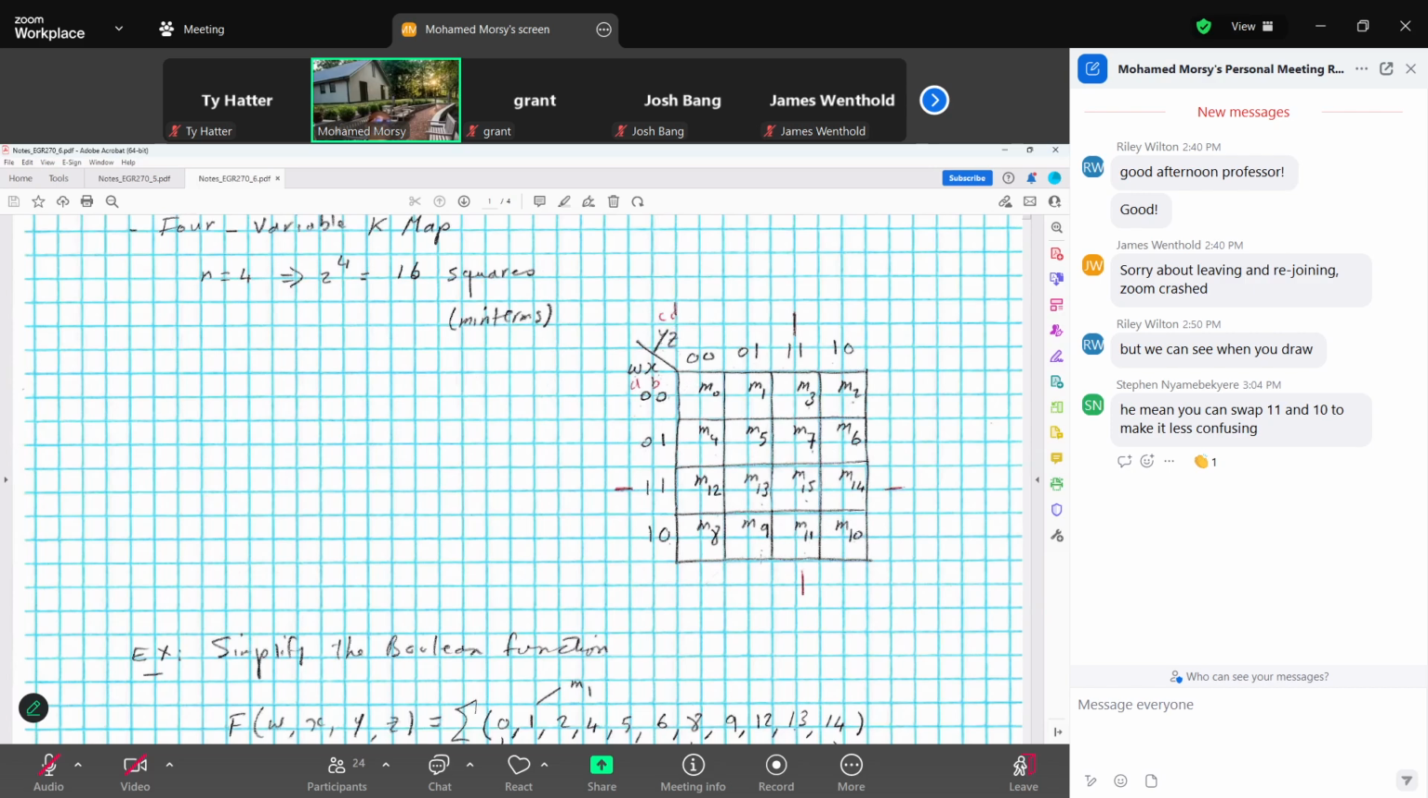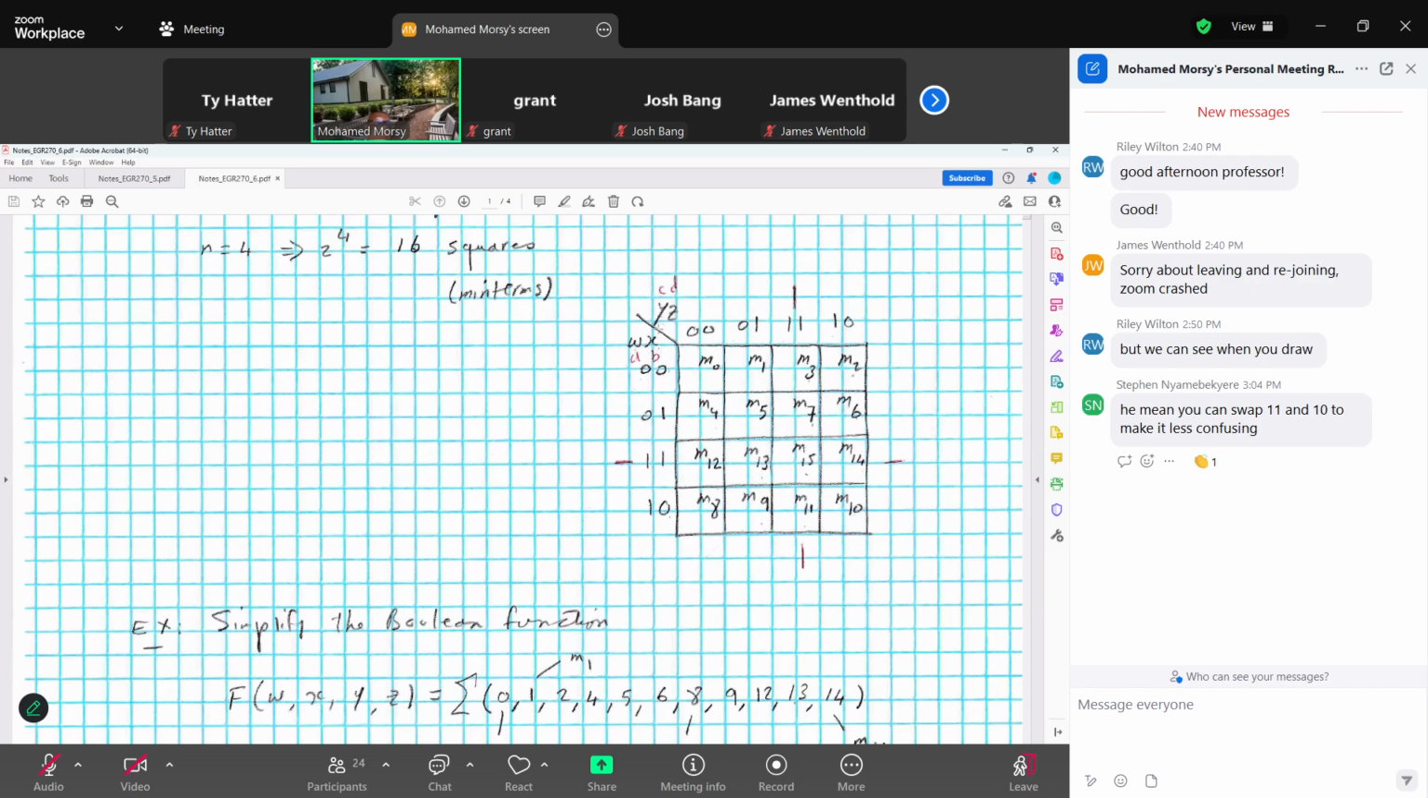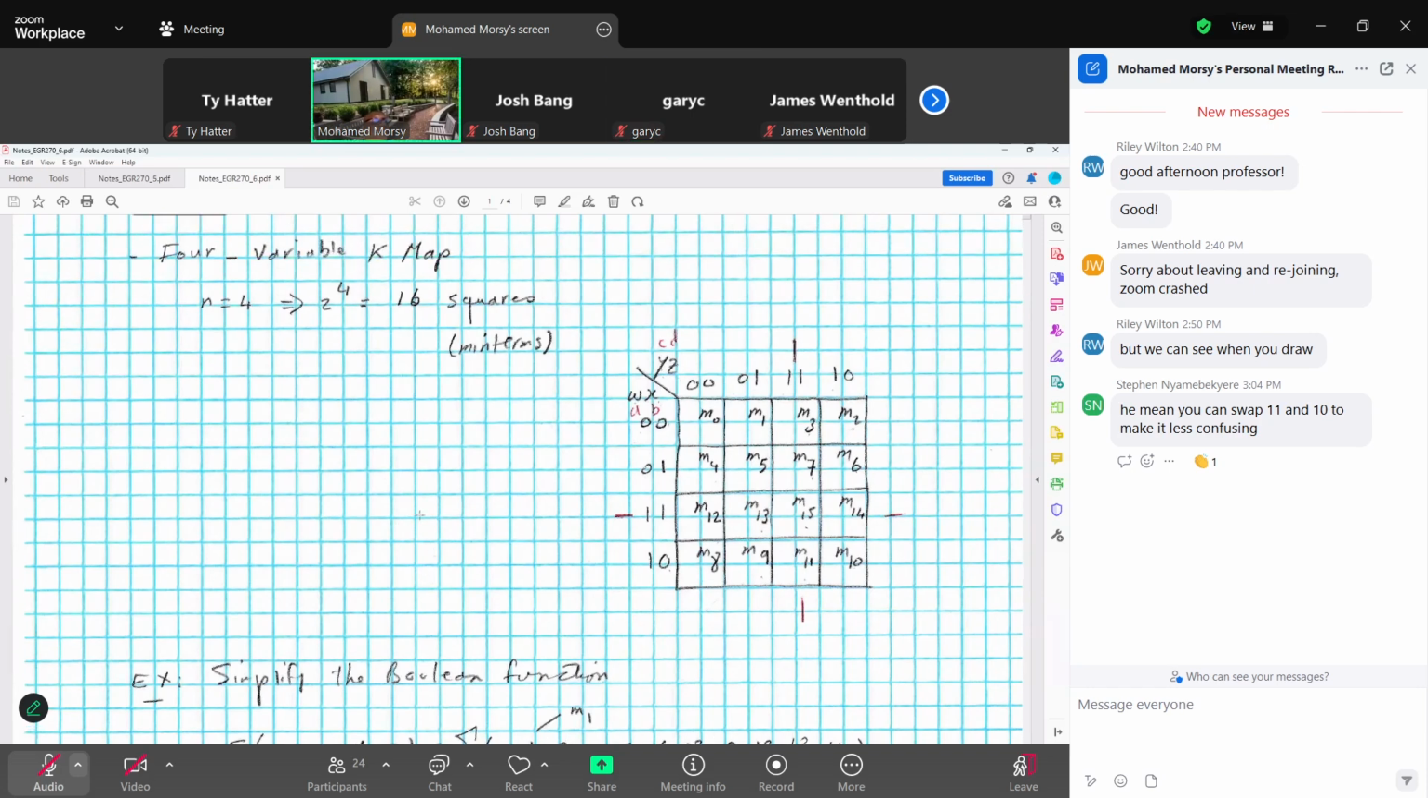And the standard Karnaugh map for 16 squares is this one. Everyone sees this slide or not? I see it. So we have four variables like W, X, Y, Z, or A, B, C, D. So we put WX here, YZ is here, or if in terms of ABCD, we put AB here and CD is here.